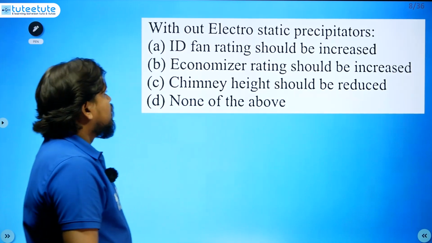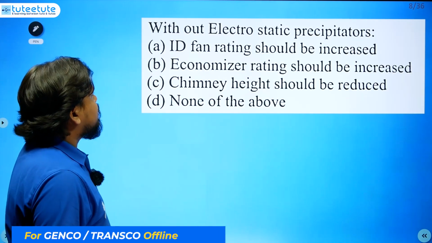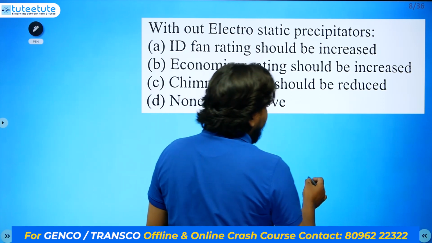Okay, the next question, without electrostatic precipitators. Again, they are asking about electrostatic precipitators.